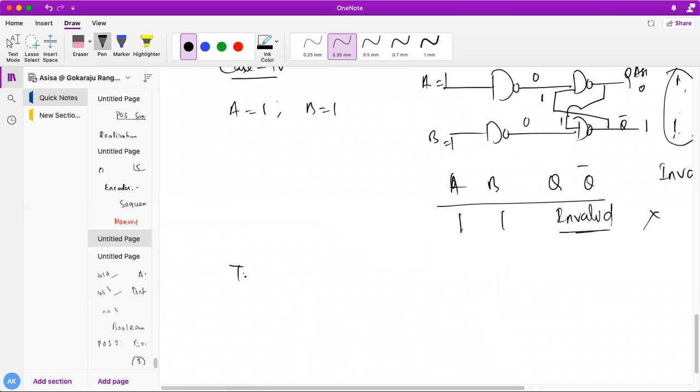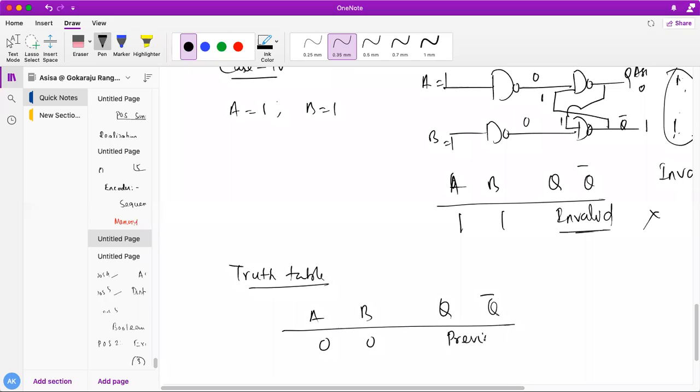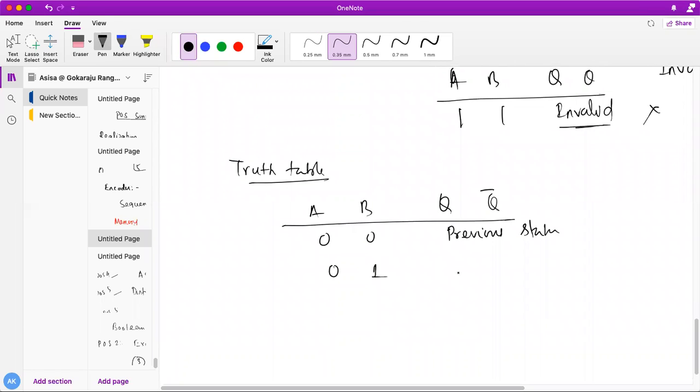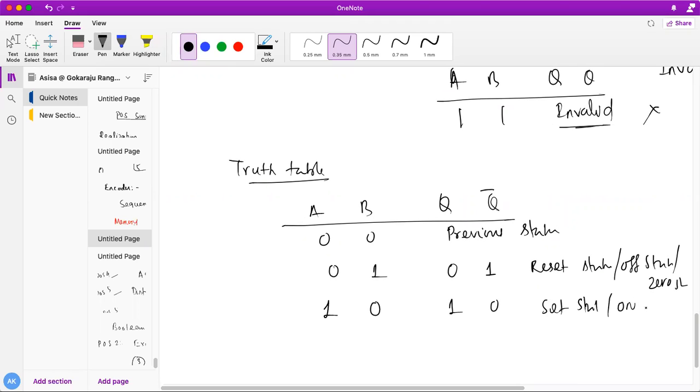So finally, what does the truth table tell about me? The truth table tells very simply: if it is A, B, this is my Q and Q bar. So for 0, 0, I'll be getting the previous state. For 0, 1, I will be getting the reset state. Reset state means Q is 0, Q bar is 1, which is called the reset state, or sometimes you may also call the reset state the off state, or 0 state, any name. So for 1, 0, I'll be getting 1, 0, which is also called the set state, or on state, or 1 state. Okay, any name.